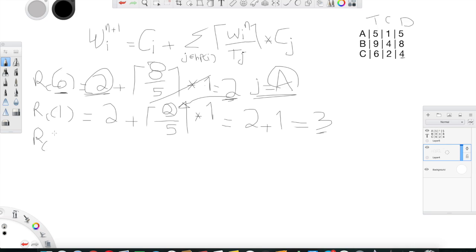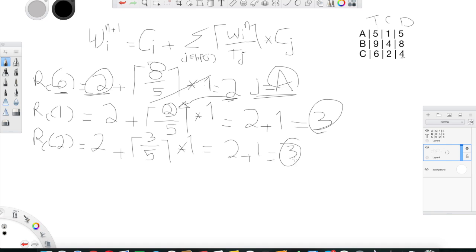The response time of C, iteration 2, is equal to the computation time of C, which is 2, plus the ceiling of the previous response time. What was it? It was 3. So 3, which is W_i(n), divided by the period of A, which is 5, multiplied by the computation time of A, which is 1. 3 divided by 5 is 0 point something. We ceil it up, so it will be 1. 1 times 1 is equal to 1. So 2 plus 1, which is equal to 3.